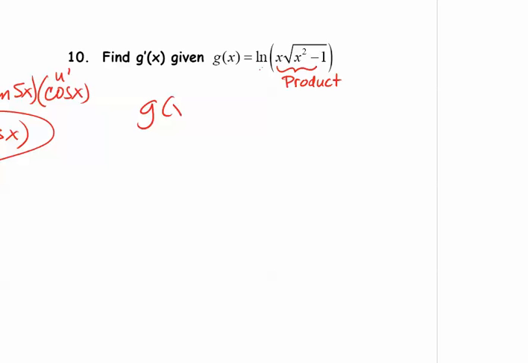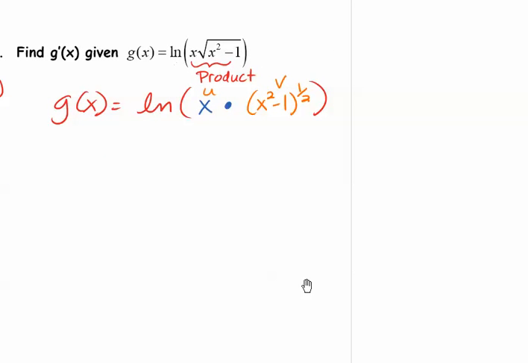So let's maybe analyze this a little bit more. We've got the natural log, and then inside that natural log we have an x term times an x squared minus 1 to the 1/2 power. So it's going to take a little bit of thinking when we do this product rule because our v term itself is going to have another chain rule. So chain rules inside of derivatives, be very careful to make sure that you do every required chain rule.